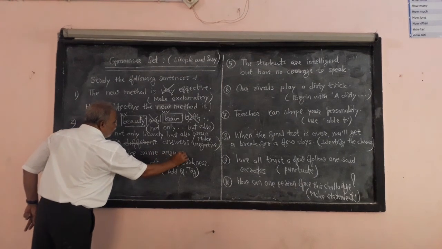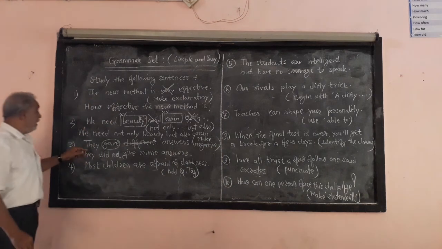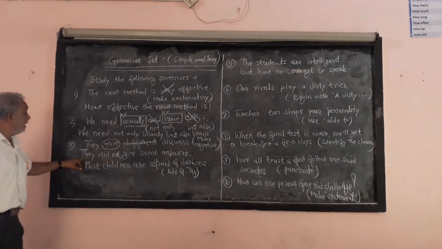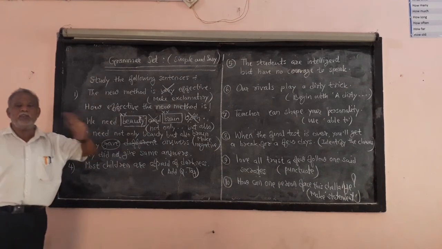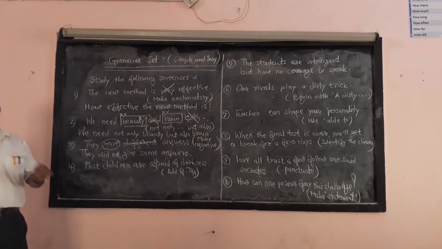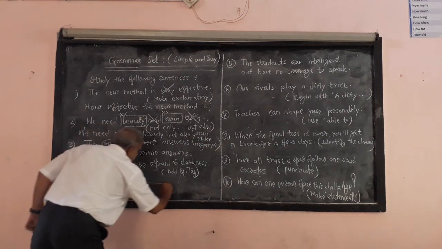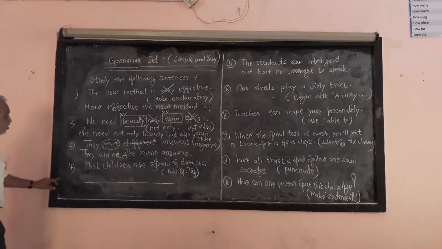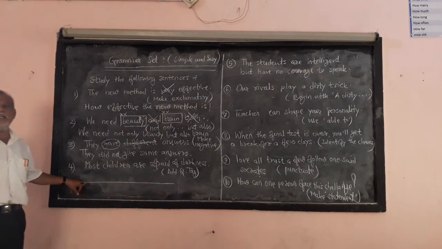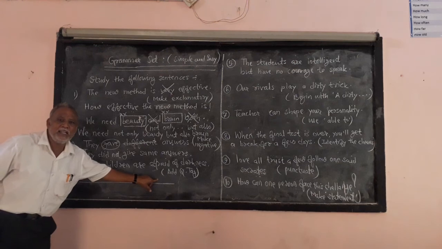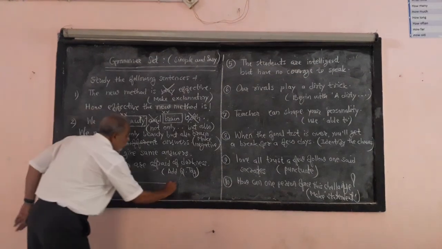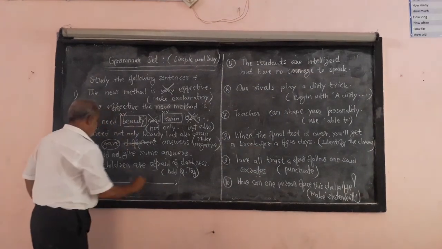Answers. Now read the answer. They gave different answers. They did not give the same answer. So that is negative. Most children are afraid of darkness. Write the sentence as it is. Don't stretch the line as I did, but write the complete sentence. Then give a semicolon and then write.